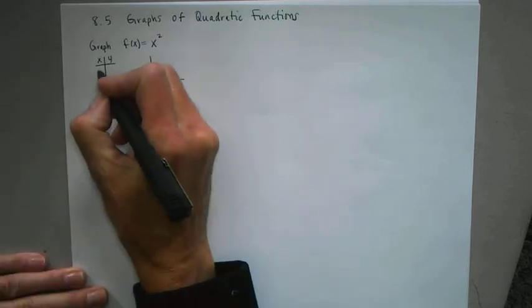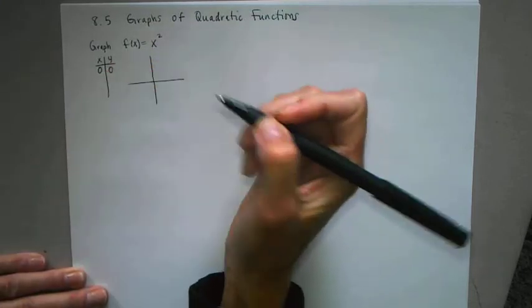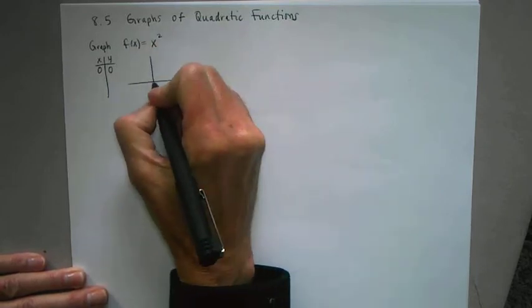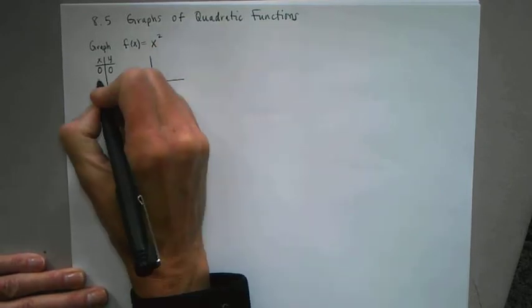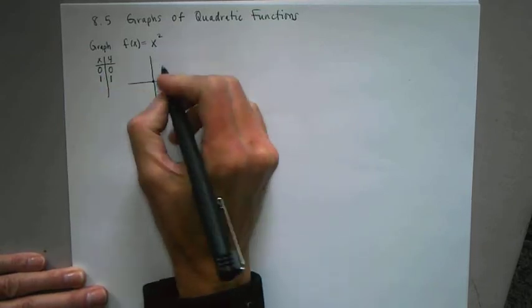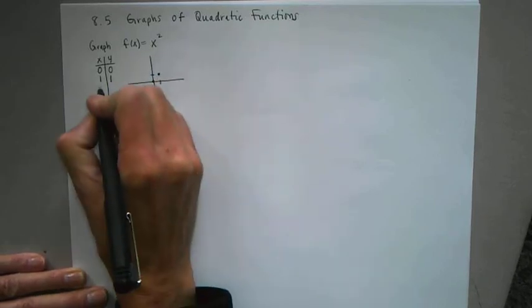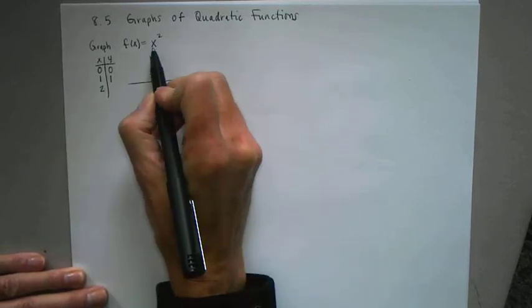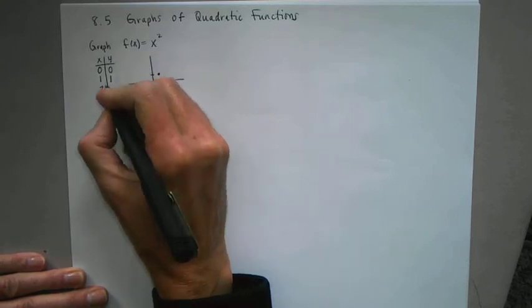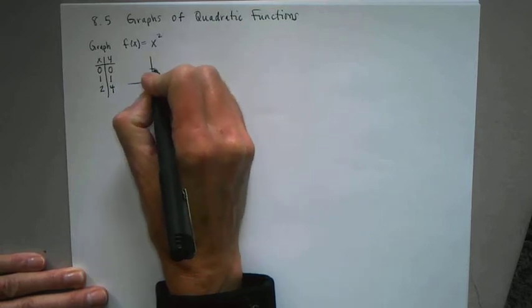So if I plug 0 in for x, 0 squared is 0. So y, or f of x, is 0. So that's my first point. If I plug 1 in for x, 1 squared is also 1. So if I go over 1, I go up 1. How about 2? If I plug 2 in for x, I get 2 squared. So f of x, or y, is 4. Over 2, up 1, 2, 3, 4.